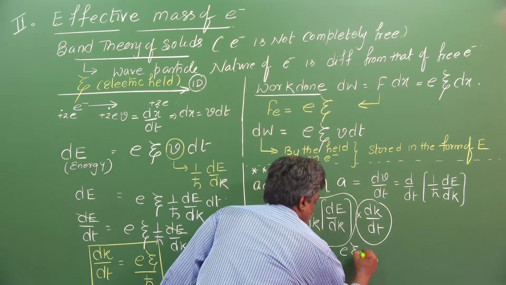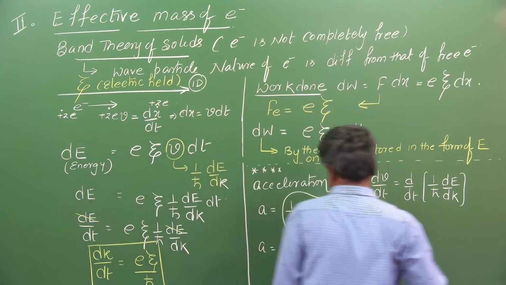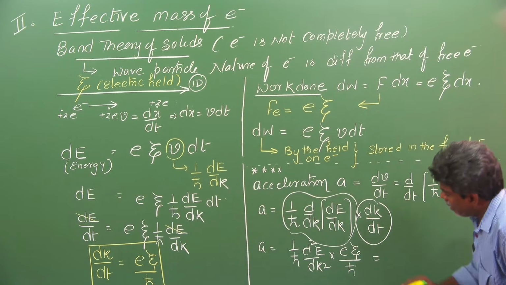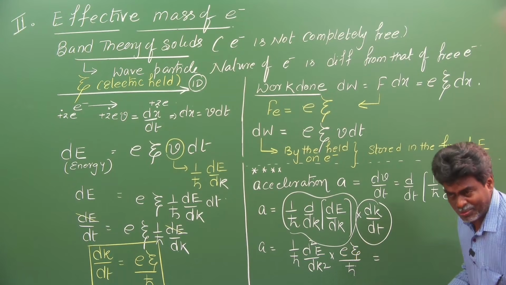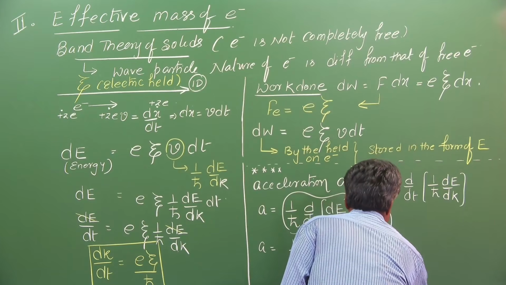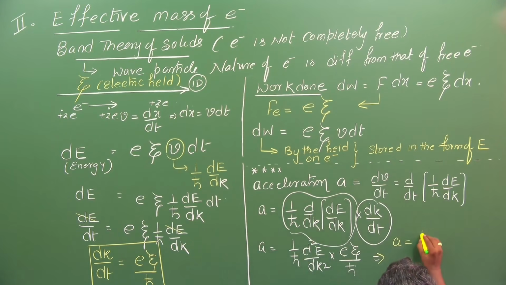Charge, electric field and h cross. Finally, ready? I think again I can write E is nothing but charge into electric field, which is nothing but a force. If you want you can write that also. Acceleration equal to 1 by h cross square, d square E by dk square, into force. Now I told you I want the mass of the electron, that's why F by A.